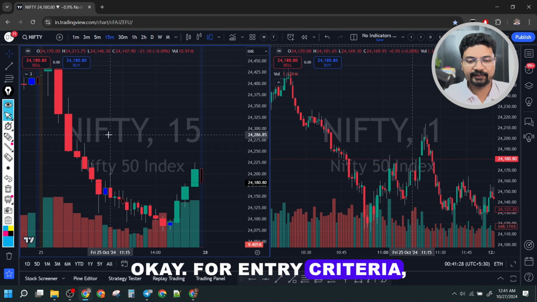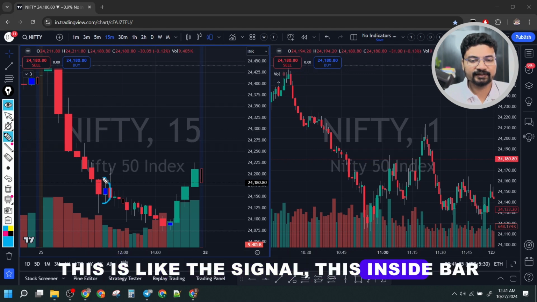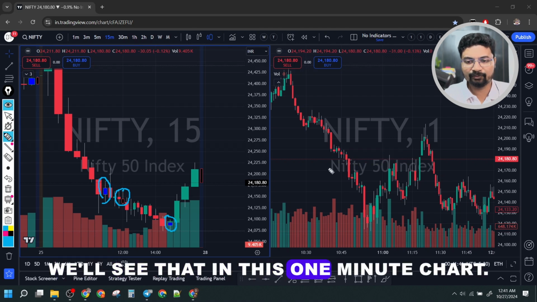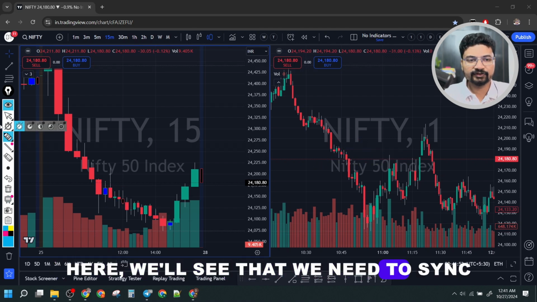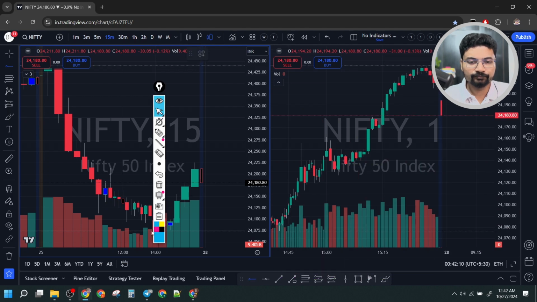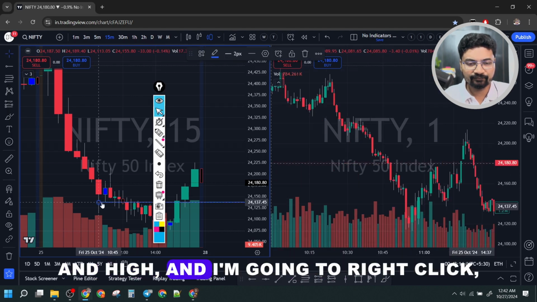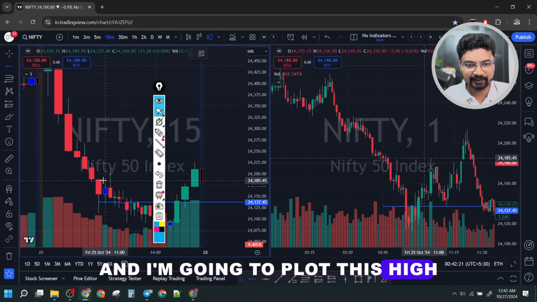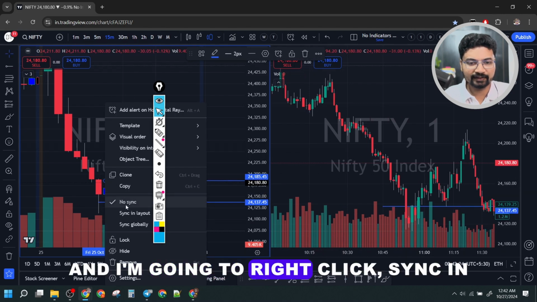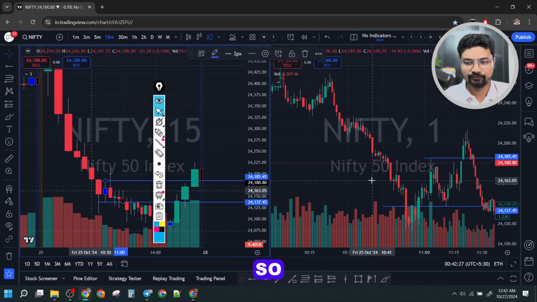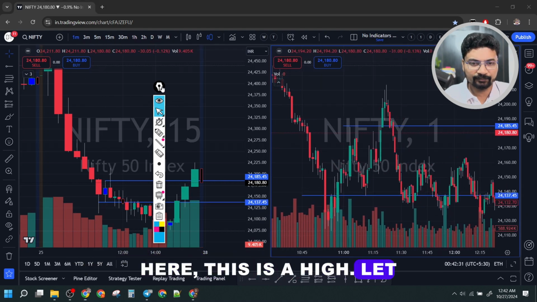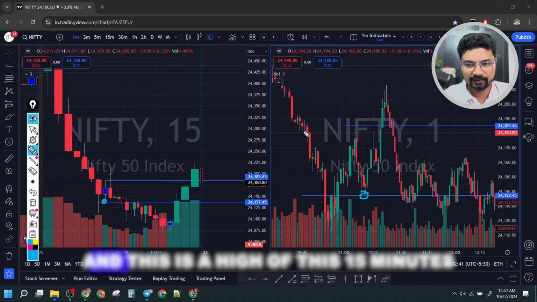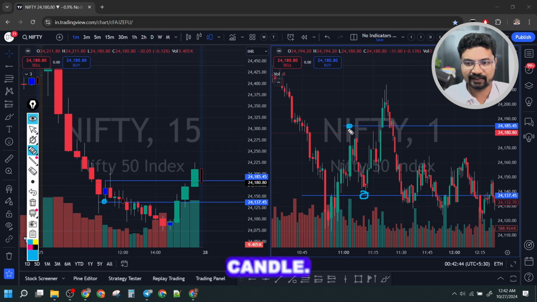For entry criteria, this inside bar is the signal, and I am going to explain the entry criteria. We'll see that in this 1 minute chart. Here we need to sync the drawings as well. I'm going to plot the low and high, right click, and sync in layout. Here this is the high. This is the low point of this 15 minutes candle, and this is the high of this 15 minutes candle.